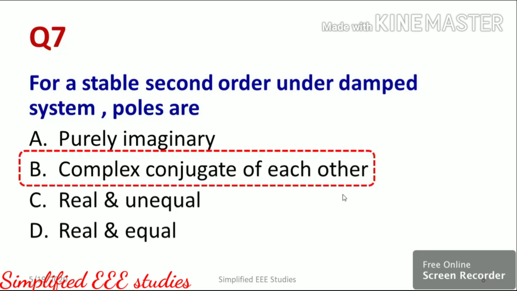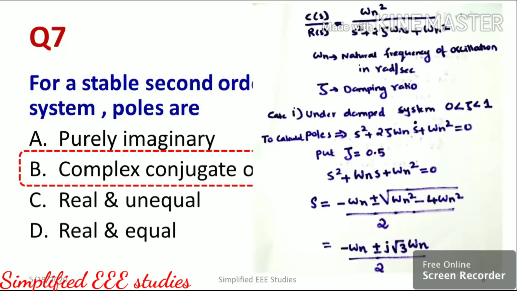How is it possible? How can I justify? Now let us consider a second order system. The transfer function of a second order system is given by C(s) divided by R(s) equal to omega n square divided by s square plus 2 zeta omega n s plus omega n square, where zeta is known as the damping ratio and omega n is known as the natural frequency of oscillation in radian per second. Now let us consider an underdamped system. For an underdamped system, the value of zeta will be less than 1, that means 0 less than zeta less than 1.